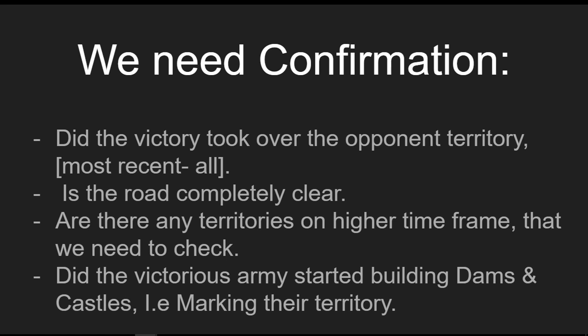Did the victory take over any other opponent territory? I will explain this on the chart so it becomes visual, but it's important that you understand the concept first. If we take the example of buyers taking over, did they take over any sellers' castles? Okay, this is important. Did they take all of the sellers' castles? Well, this is strong and good information as well. Number two, is the route completely clear for them? I.e., are there any other zones that I need to look for?